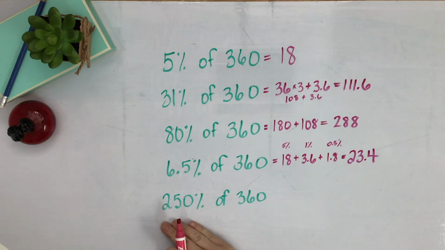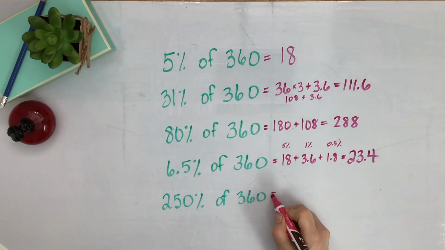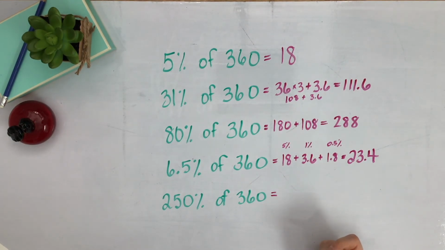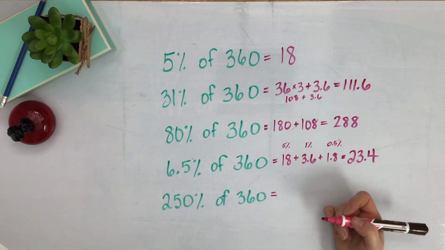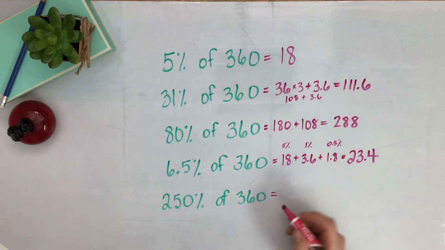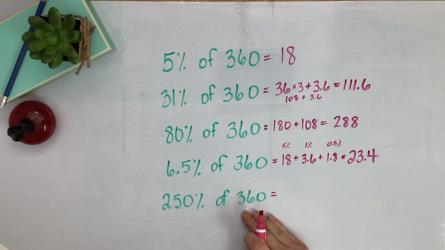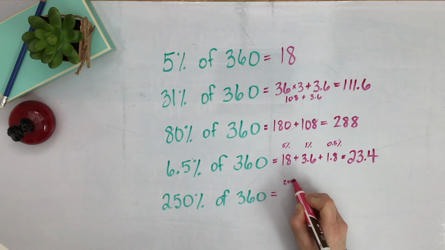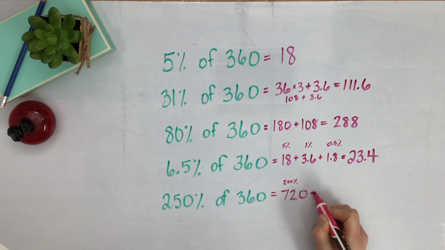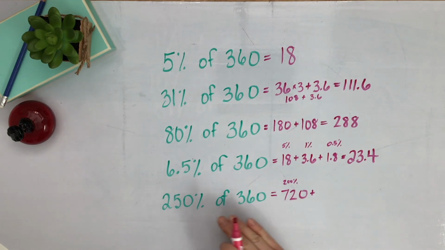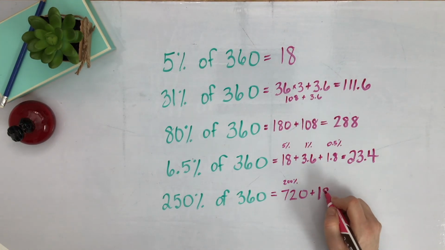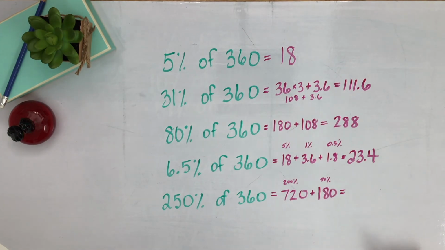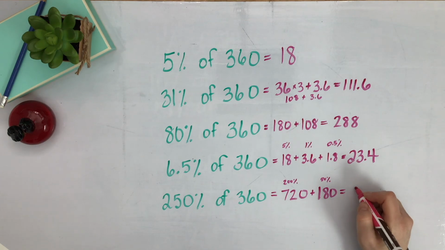250%. I will build 250% by taking 100 and 100 and then 50. So 100% of 360 is 360. So I'm going to go ahead and double that to find my 200%, which is 720. And then I'll take 50% of 360, which is 180, and I'll put those two pieces together. 900.